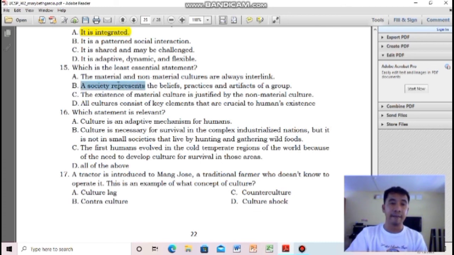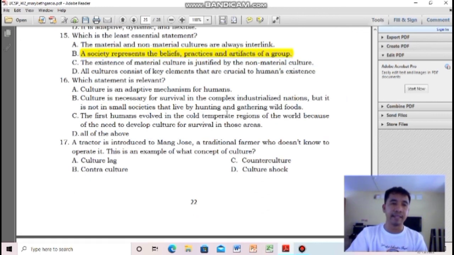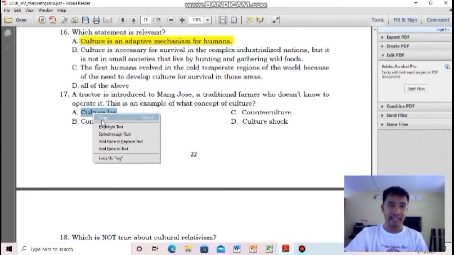A society represents the beliefs, practices, and artifacts of a group. Okay. For number 16, which statement is irrelevant? It's letter A. Culture is an adaptive mechanism for humans. Okay. Next, 17. A tractor is to Mangose, a traditional farmer who doesn't know how to operate it. This is an example of what concept of culture. It's what we call number 17, letter A, culture lag, kaya hindi siya naging updated.